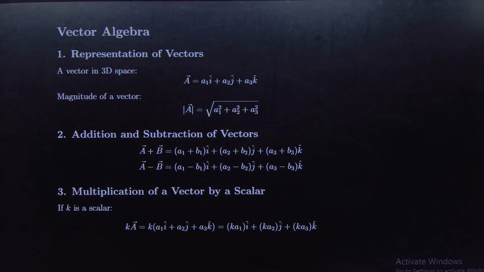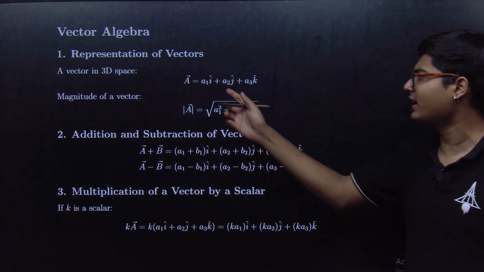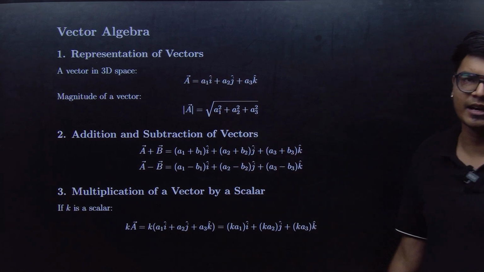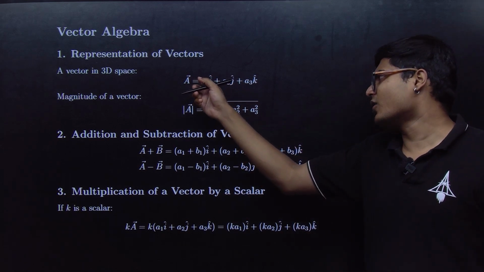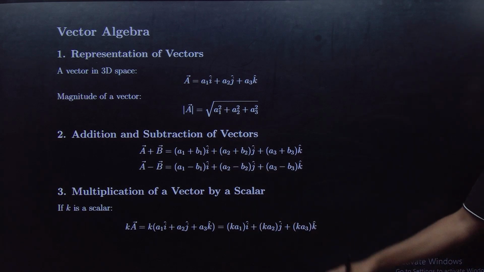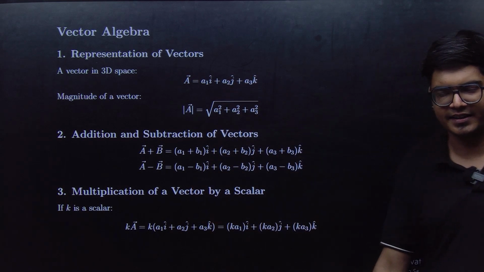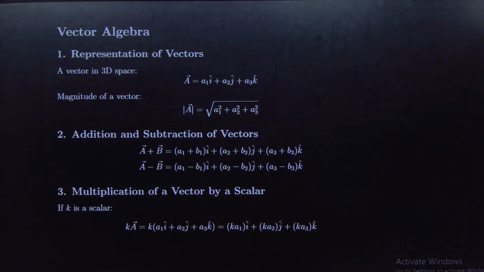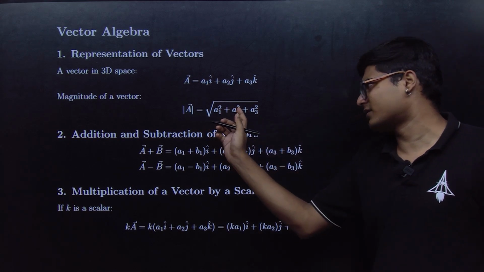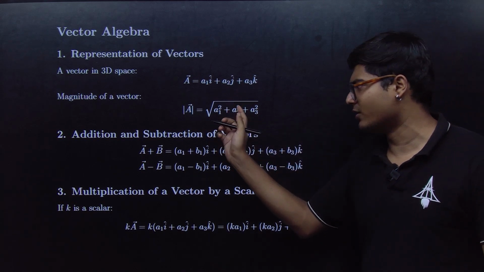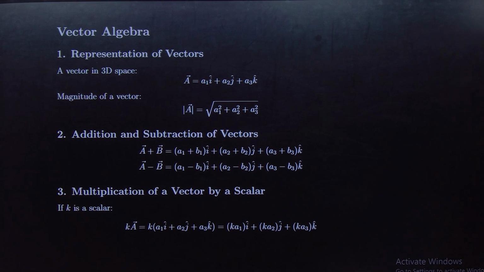Vectors. Vectors is something you have done in physics, so this should be a comfortable topic for you. So any vector in 3D space is given by A1 i cap plus A2 j cap plus A3 k cap, right? So these are the components along the x, y, and z axis respectively, and i, j, k are the unit vectors along the three axes, okay? Magnitude of a vector is given by the sum of the squares of the components, and then you take the square root of it, right? So it's square root of A1 square plus A2 square plus A3 square.